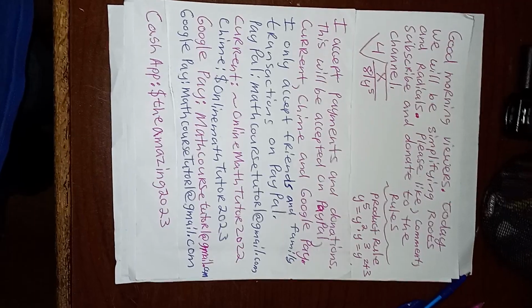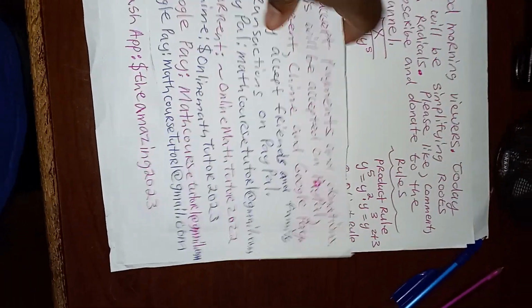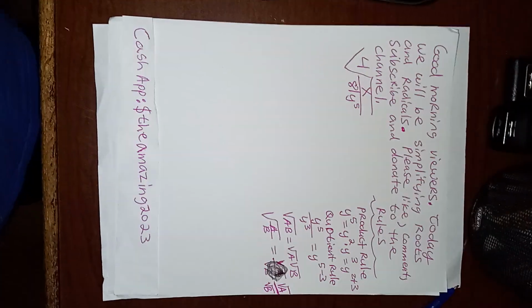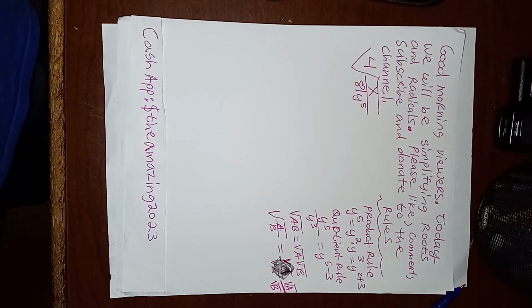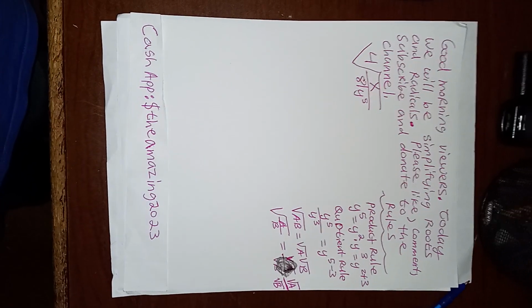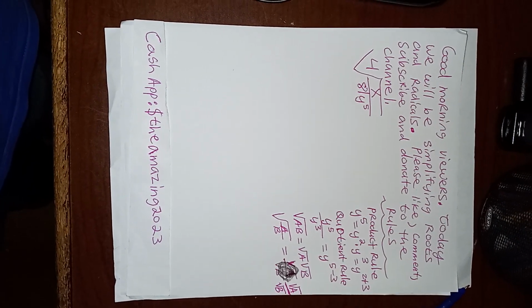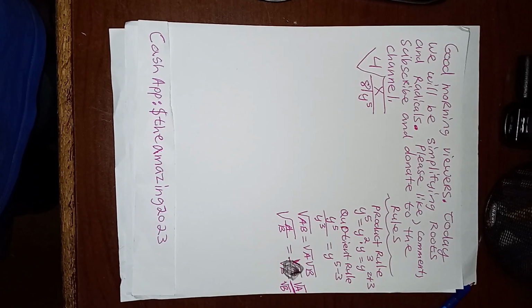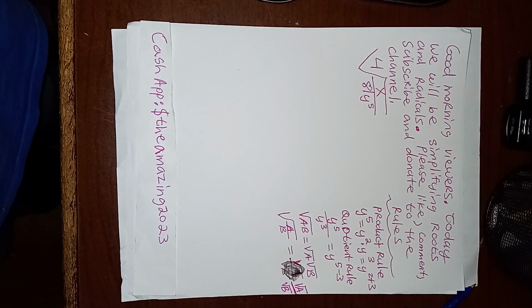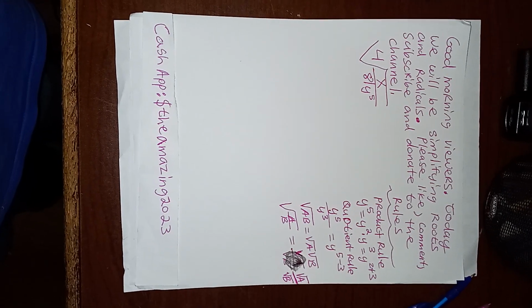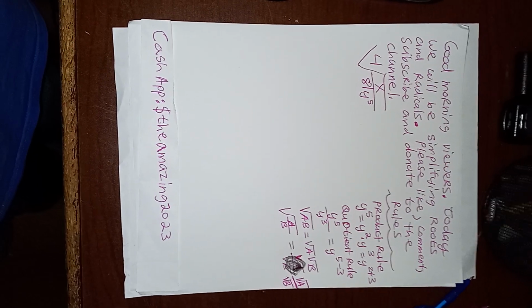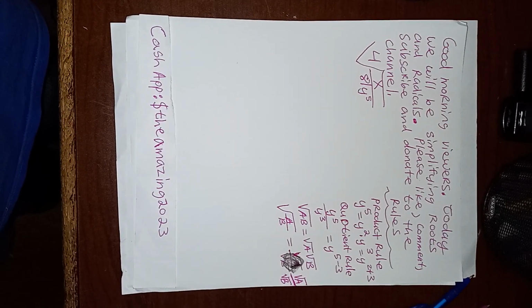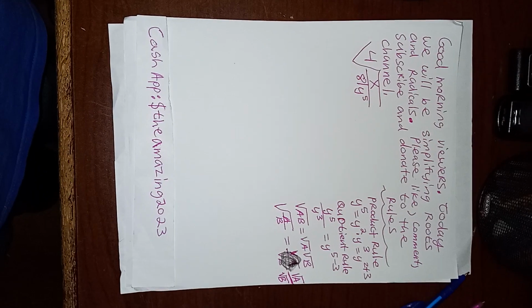Let's get started. Here we see some important rules of y to the fifth, representing the product rule. Y to the fifth is equal to y to the second power times y to the third, which is y to the 2 plus 3. Quotient rule: y to the fifth divided by y to the third is equal to y to the 5 minus 3.